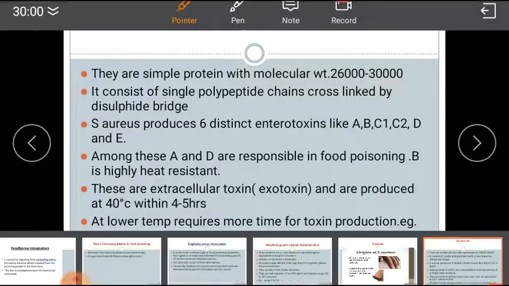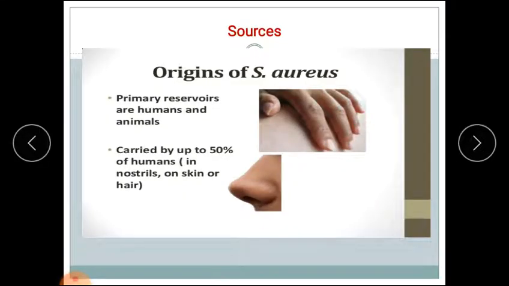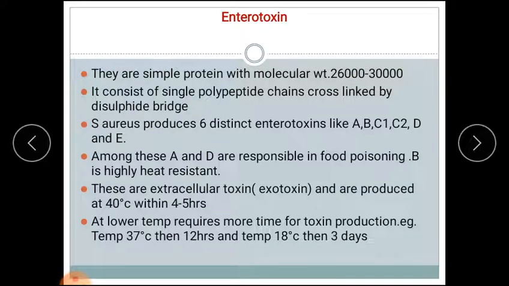Now we have studied this was about the Staph aureus. Now we have told that Staph aureus produces a toxin known as enterotoxin. So we will study the character of enterotoxin, because the food poisoning is actually caused by the enterotoxin. So enterotoxins are simple proteins with a molecular weight of 26,000 to 30,000. It consists of single polypeptide chains cross-linked by disulfide bridges.